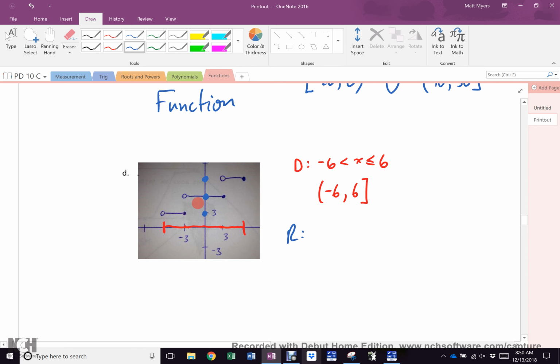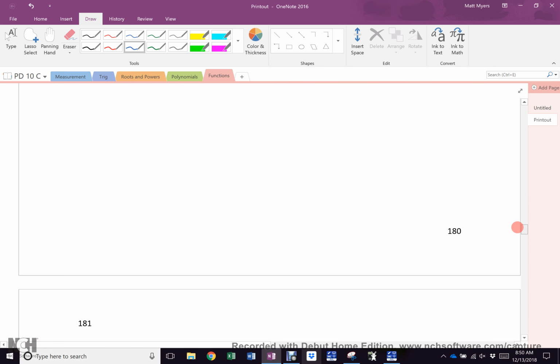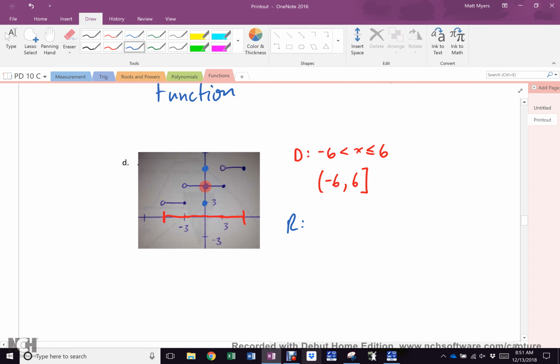So can I use interval notation? Yes or no, guys? There's 30 of you. Could I use interval notation up here when I only had dots? So can I use interval notation here when I only have dots? So what's the range? 3, 6, 9. That's coloring because the whole axis is colored. This is dots. Now, is it a function?